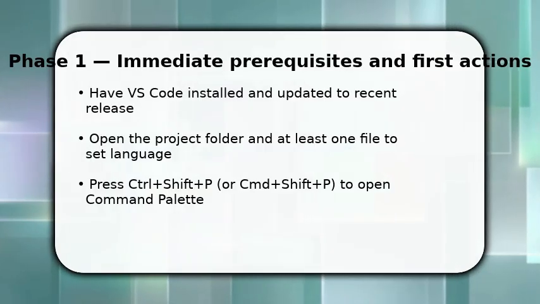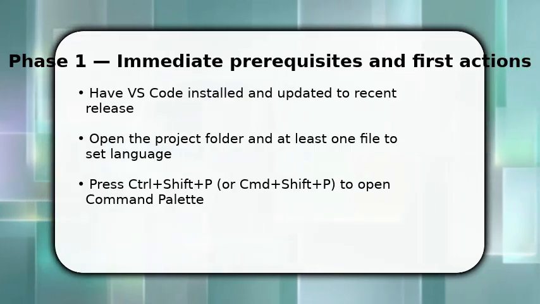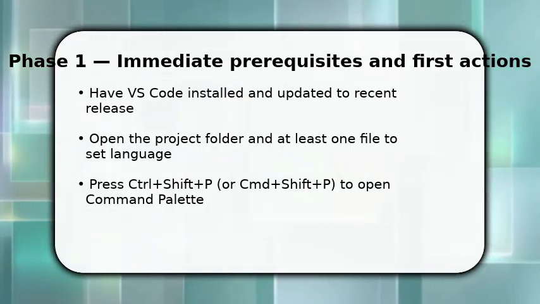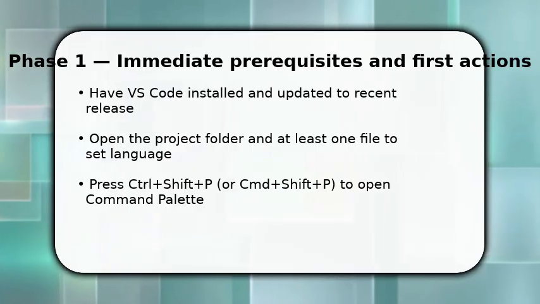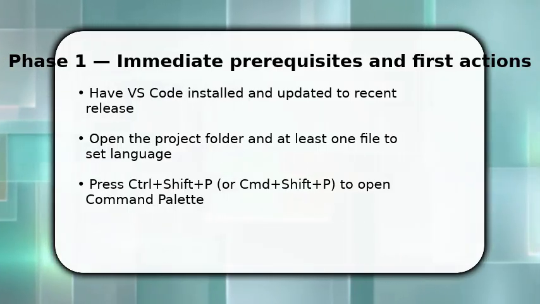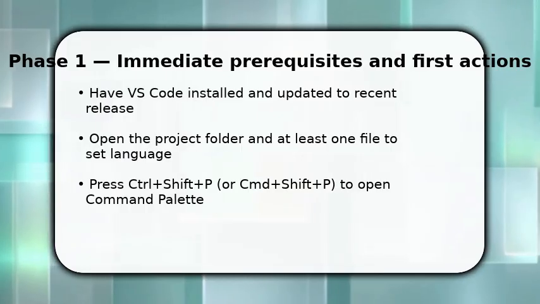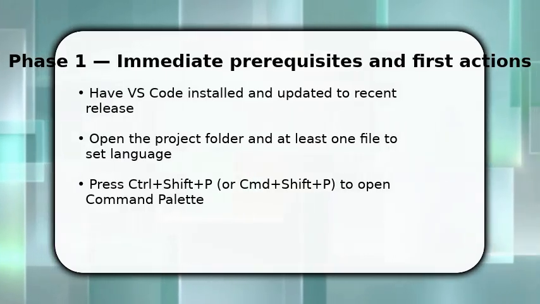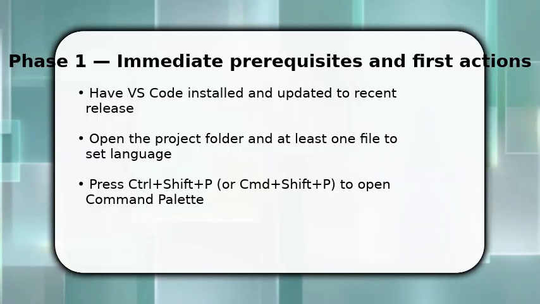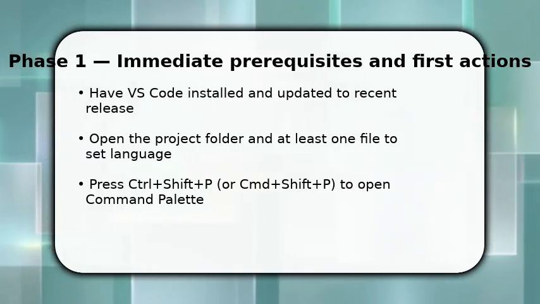You start by confirming the basics. VS Code is installed and your workspace is open. Next, open a file you want to change. Once the file is active, press Ctrl plus Shift plus P or CMD plus Shift plus P to open the command palette. This is where you control language settings quickly.